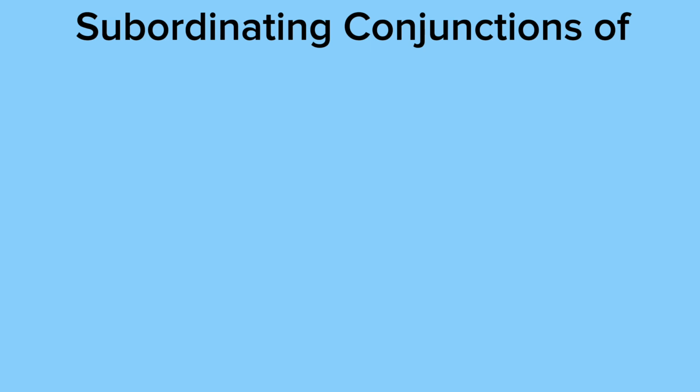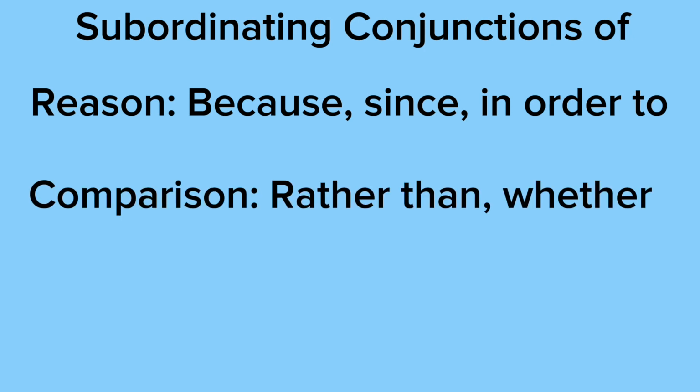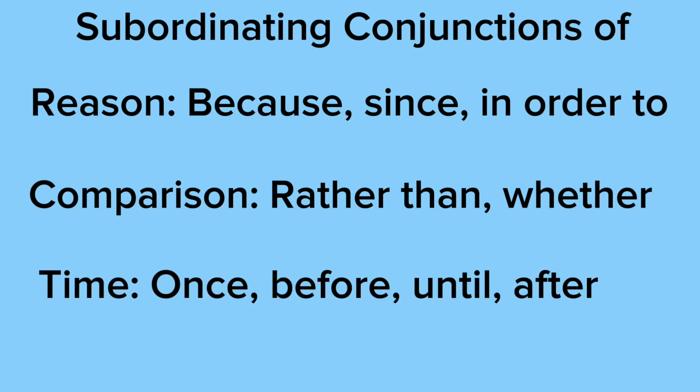So we'll be discussing subordinating conjunctions of reason, like because, since, in order to. Subordinating conjunctions of comparison, like rather than and whether. And subordinating conjunctions of time, like once, before, until, and after.